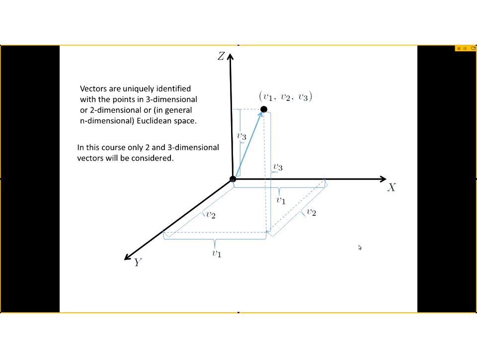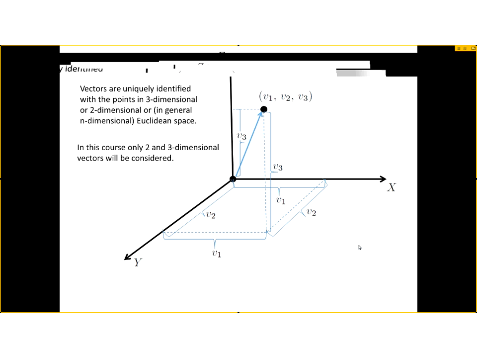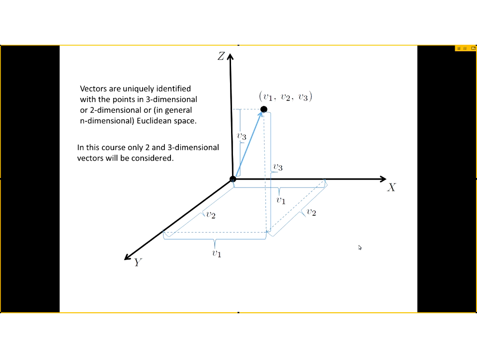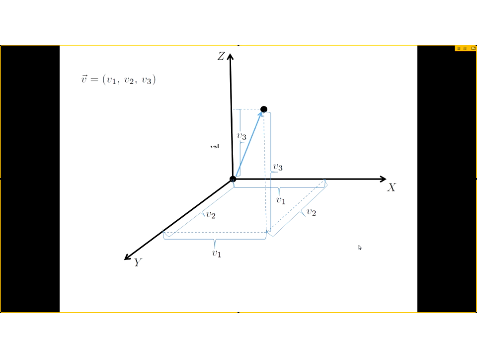In this course, we discuss only 2 dimensions and 3 dimensions, and we are not going to discuss 4, 5, 6 dimensions, because in mathematics there are n dimensions, but we only discuss 2 or 3 dimensions. So vectors are uniquely identified with the point in 3 dimensions or 2 dimensions. In this course, we discuss only these 2 things. So we have a vector v1, v2, v3.